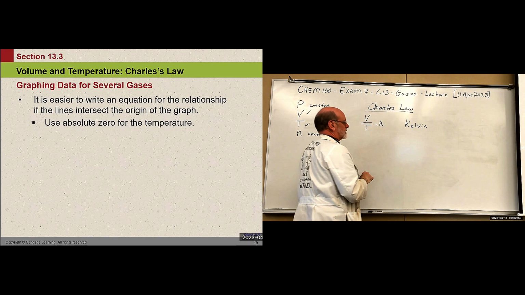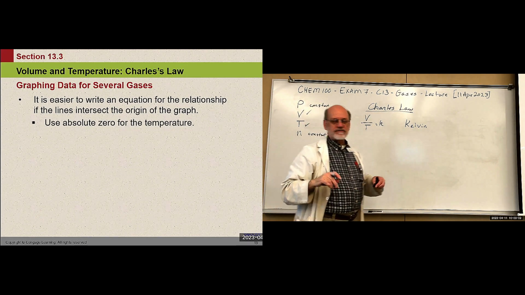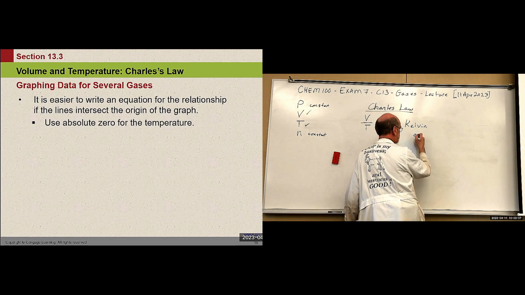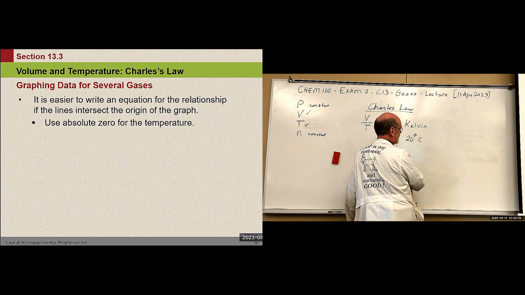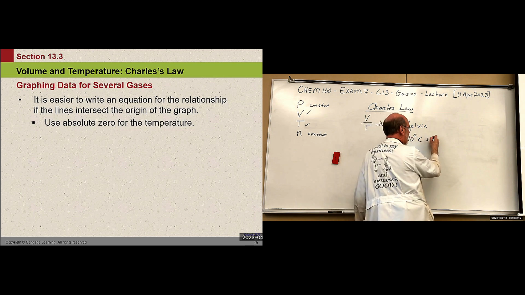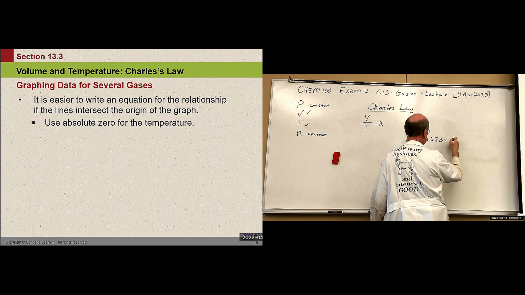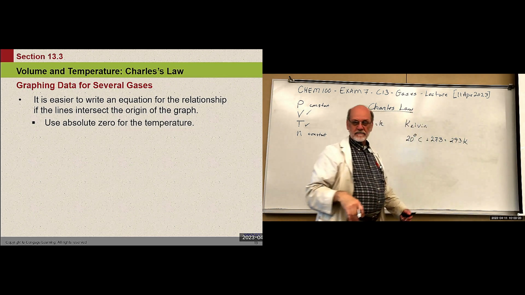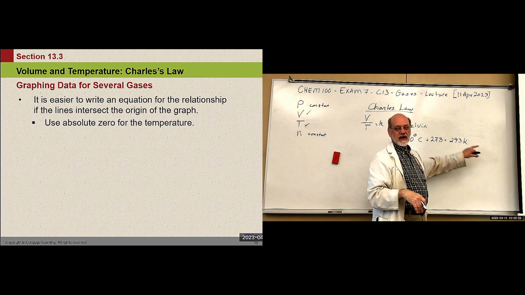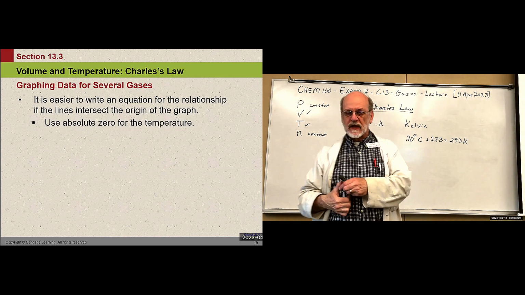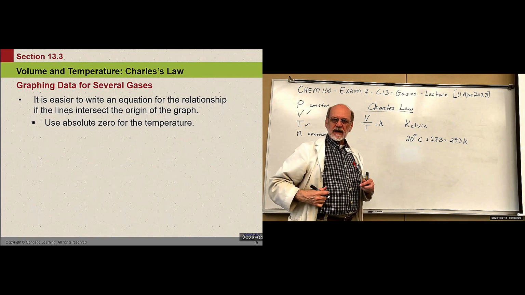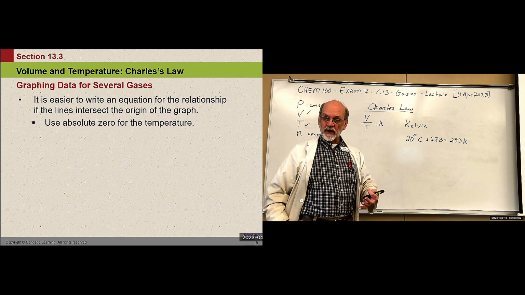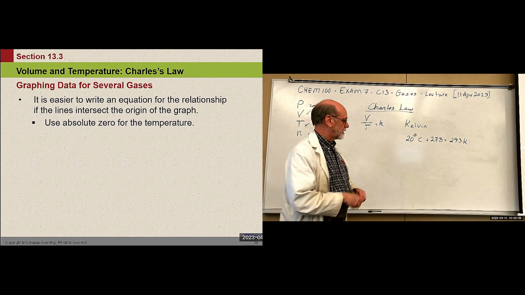Right? So if we have a temperature of, say, 20 degrees Celsius, then to convert to Kelvin, we have to add 273. So that's 293 K. You don't put a degree on Kelvin, you just say 293 K. This is based upon the theoretical 0 point for gases, absolute 0.